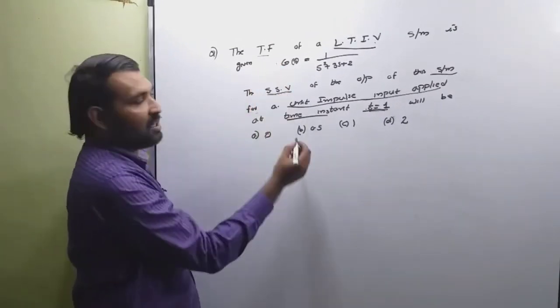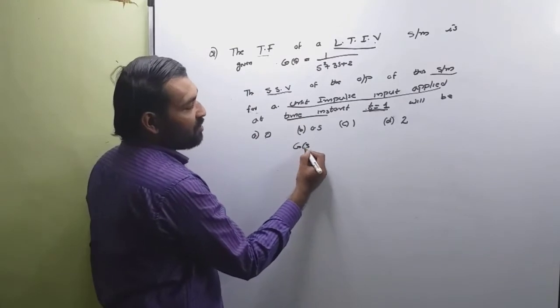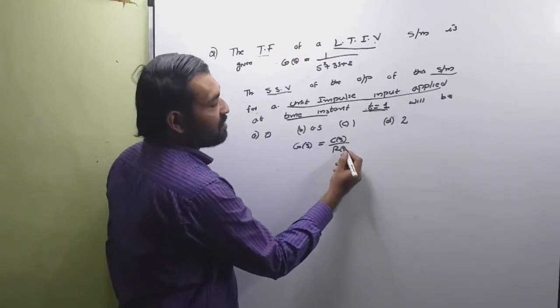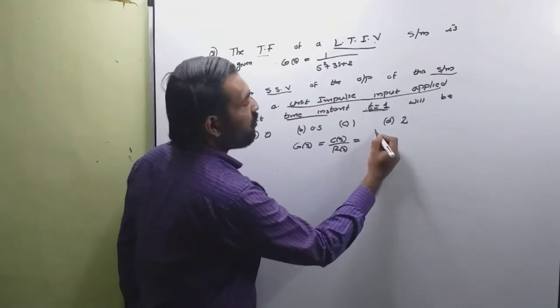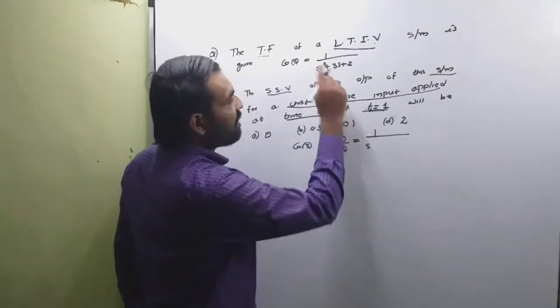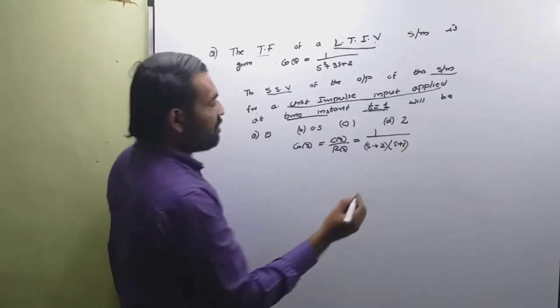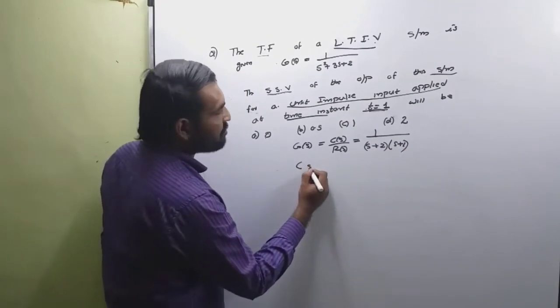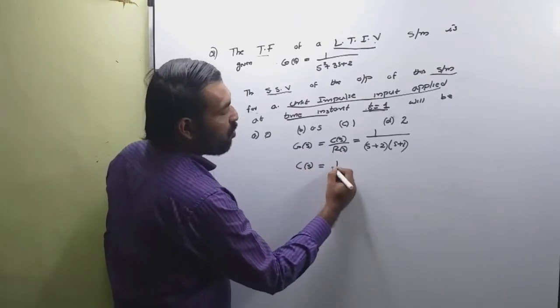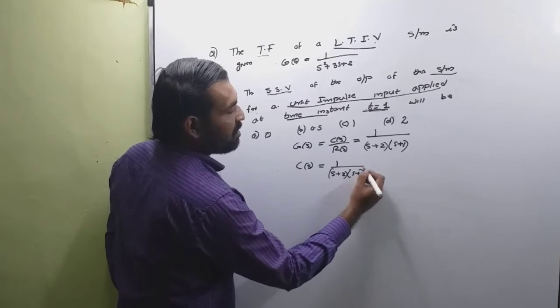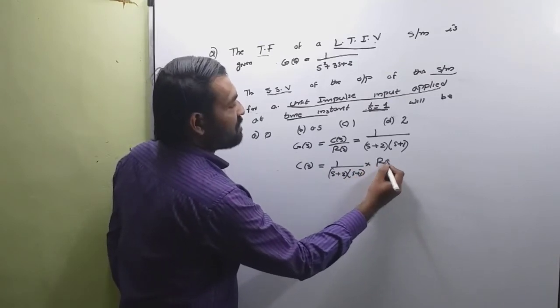So the transfer function of the system is G(s) is equal to C(s) by R(s), that is equal to 1 divided by, this can be written as (s plus 2) times (s plus 1). Now C(s) is equal to 1 by (s plus 2)(s plus 1) times R(s). Right.